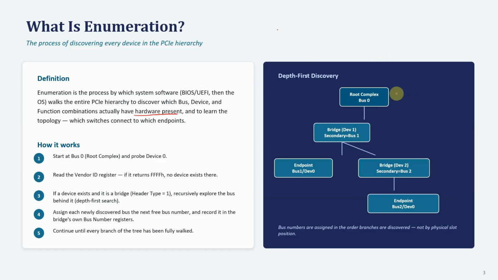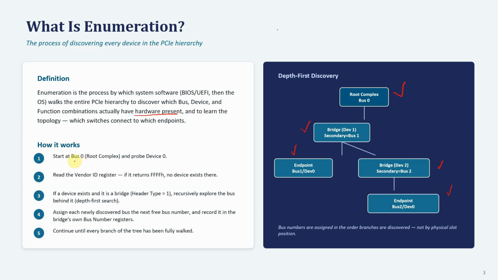So you can see over here, from the root complex, it is going to bridges and endpoints, and so on. So in the enumeration stage, we are going to discover each and every particular component which is present in our hierarchy. So how is it going to work?